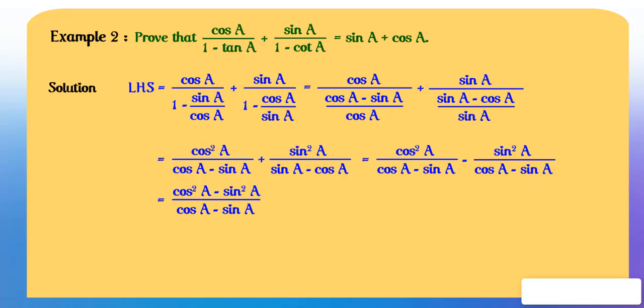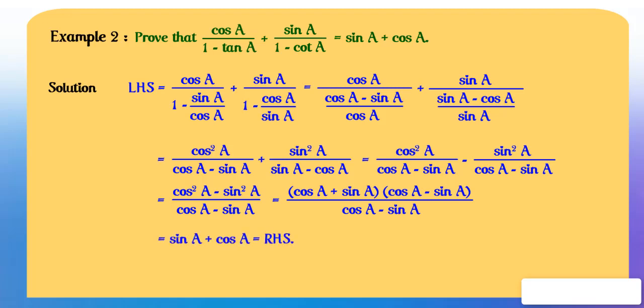Making use of the formula a square minus b square equal to a minus b into a plus b, this becomes equal to cos a plus sin a into cos a minus sin a divided by cos a minus sin a. Cos a minus sin a gets cancelled with cos a minus sin a. This becomes equal to sin a plus cos a, which is equal to RHS.